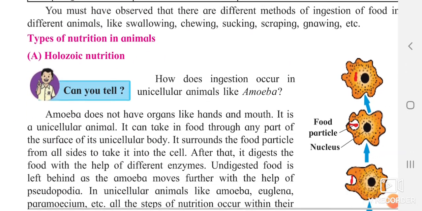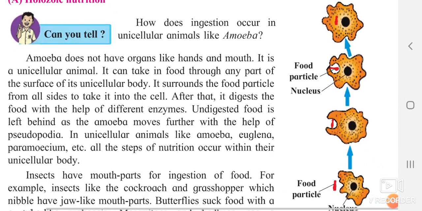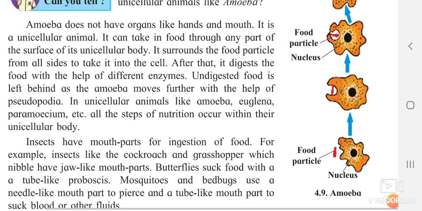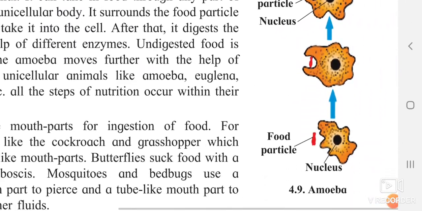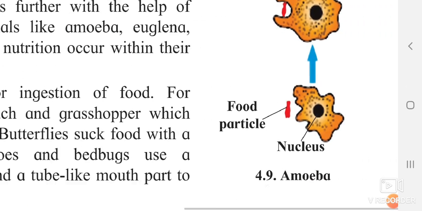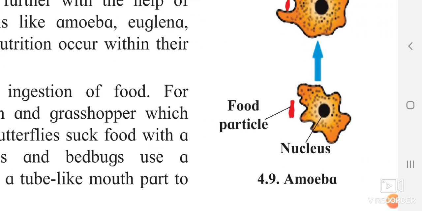Now the types of nutrition in animals. Now you can clearly see this amoeba. Now your diagram is mentioned over here. Yes, I hope you can see this clearly. Yes, this is the amoeba which is present. There are no organs present in amoeba.